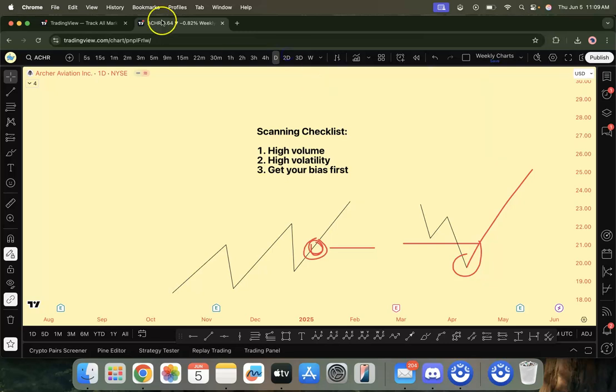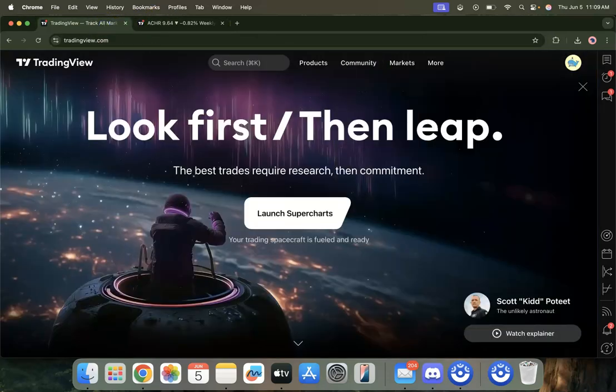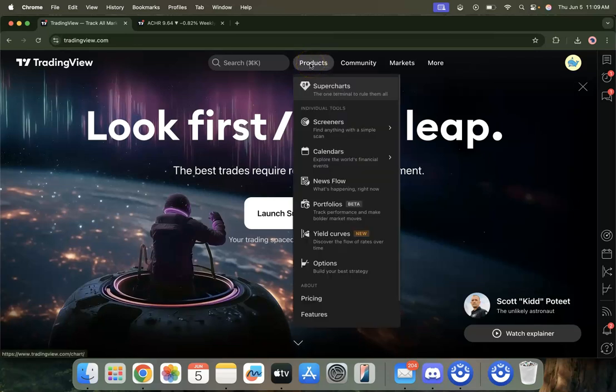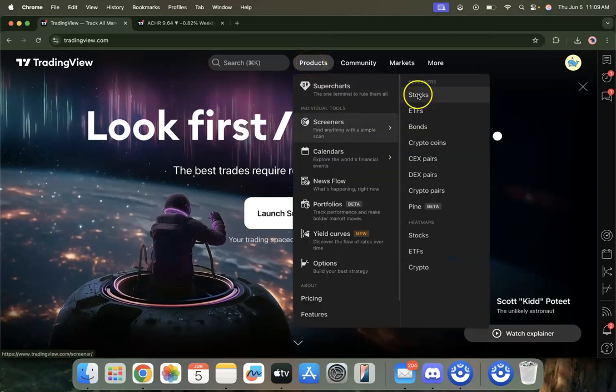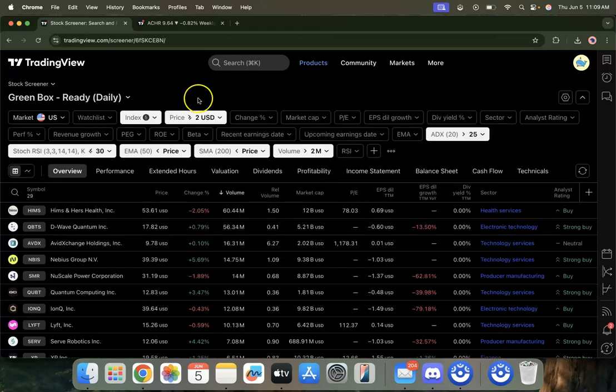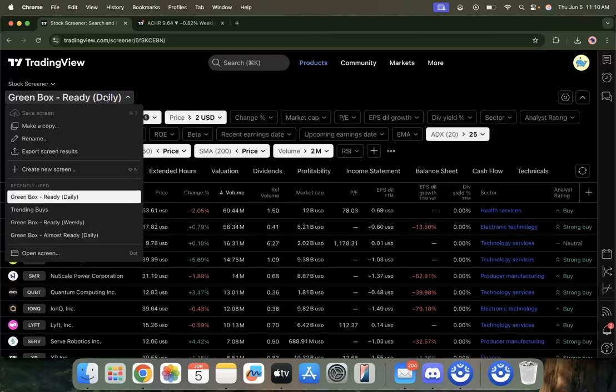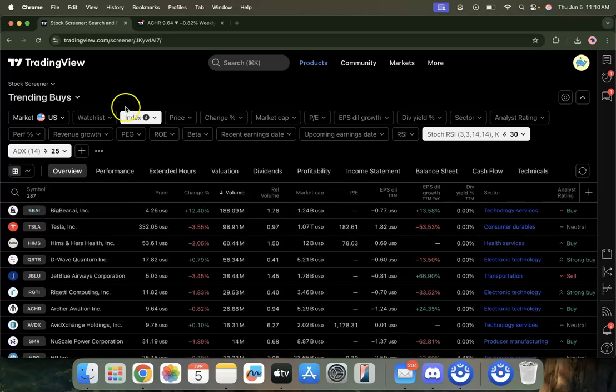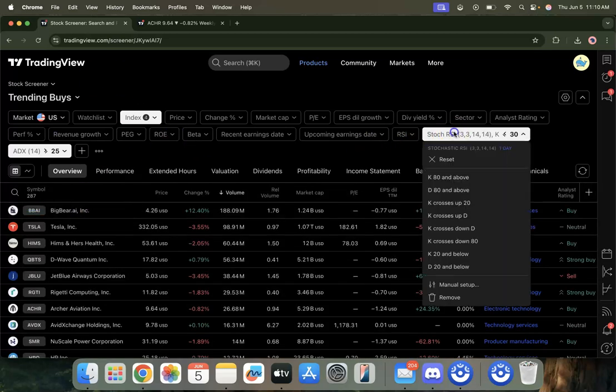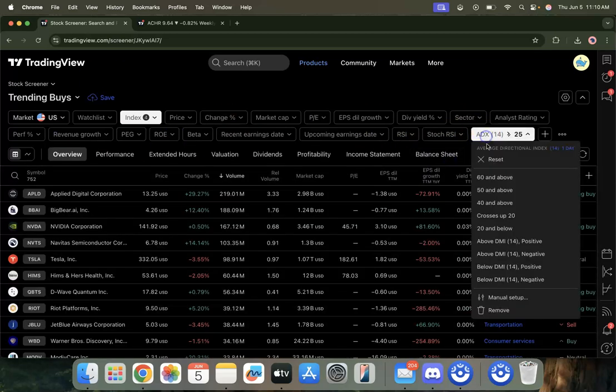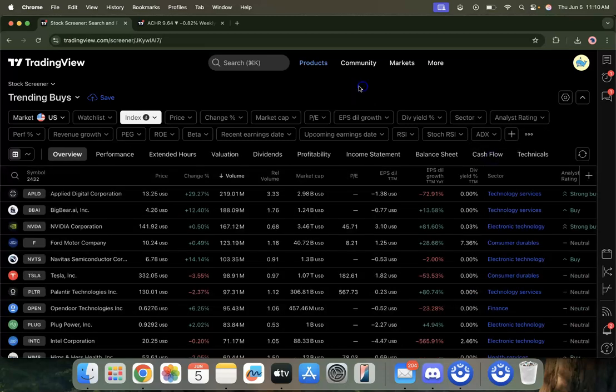Now, what's sort of the next step? Well, I go to TradingView. I use TradingView every single morning. I go to the products page. I go to screeners. I look for stocks. So for the stocks here, you can make your different screeners, but ultimately, if I reset everything, okay.